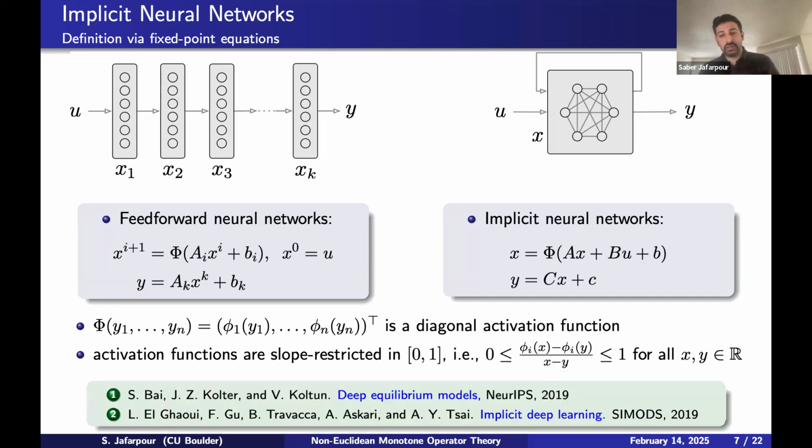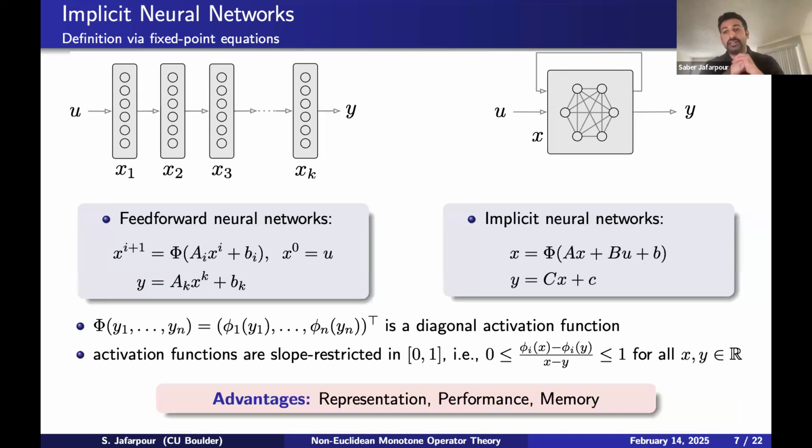The origin of implicit neural networks goes back to the work of Coulter and Colton and El Ghaoui and his collaborators. They call these implicit neural networks by different names, but essentially the idea is the same, that the layers are defined implicitly using a fixed point. And it has been shown that this class of neural networks has a lot of advantages compared to traditional feedforward neural networks. For example, as I mentioned, they contain feedforward networks, so in terms of representation, they are a richer class of learning algorithms. It has been shown that on certain problems such as differential equations and certain optimization problems, they have shown better performance compared to traditional neural networks.